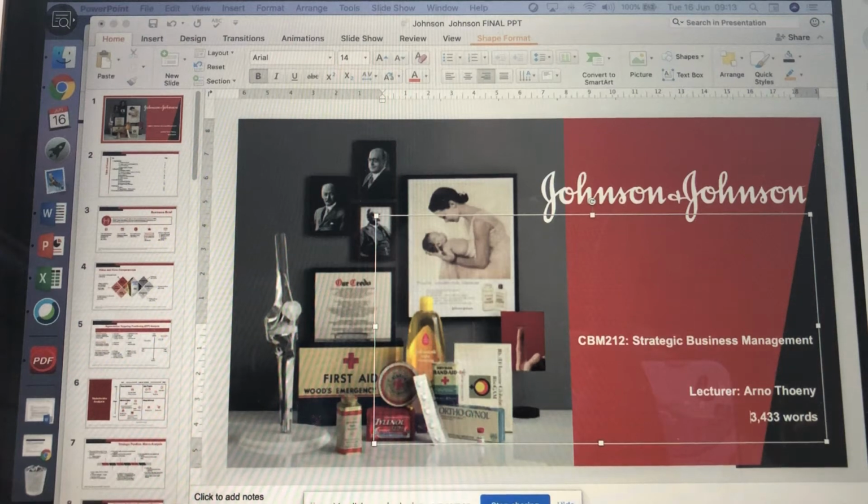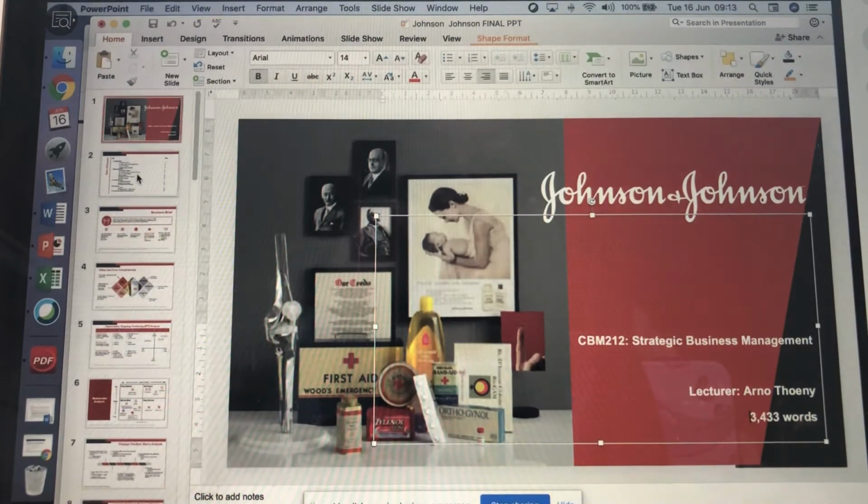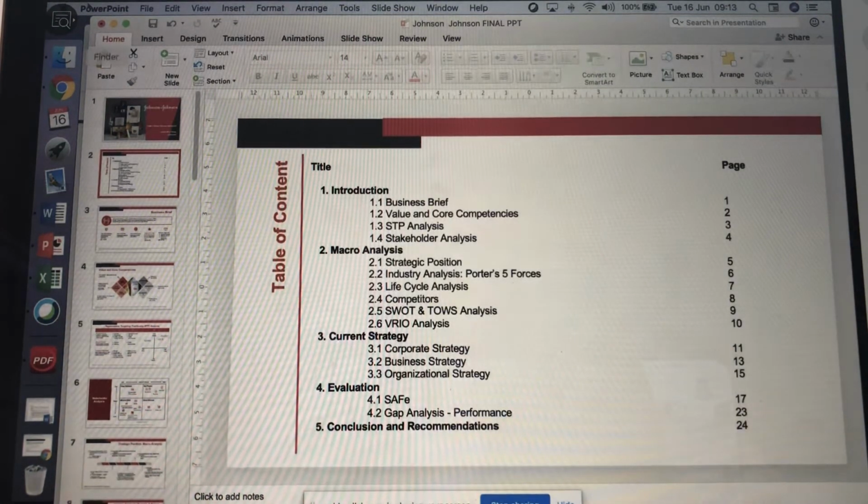And then you have a table of contents. Okay. Then you have a table of contents.